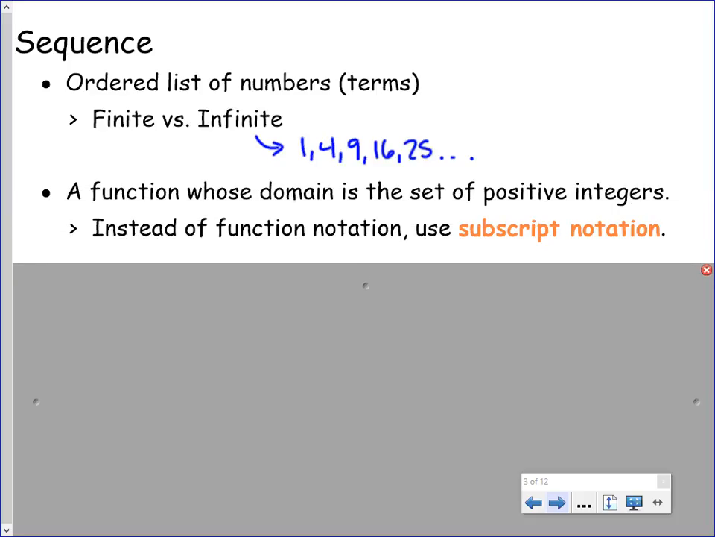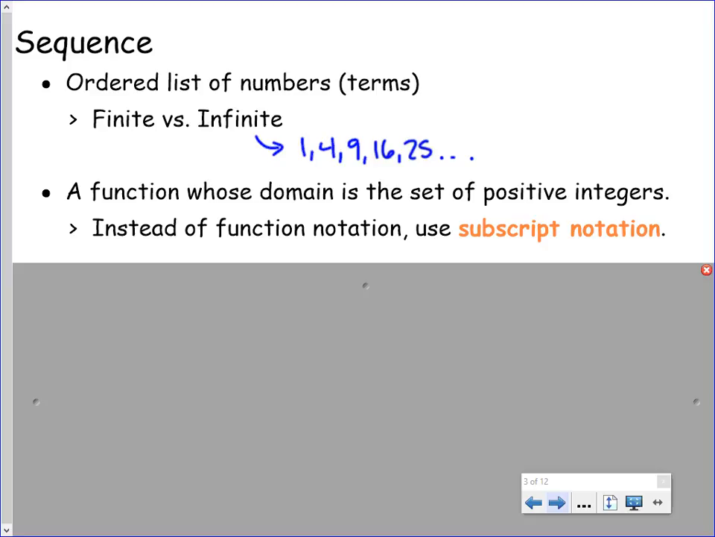The mathematical definition for a sequence is really this next bullet point. When I give you that first bullet point, an ordered list of numbers or terms, that's my definition in my own words. Just a list of numbers, basically. The mathematical definition, or the definition that you would read in your pre-calculus textbook, says a sequence is a function whose domain is the set of positive integers. A function whose domain is the set of positive integers.